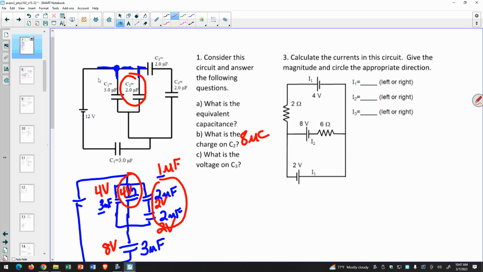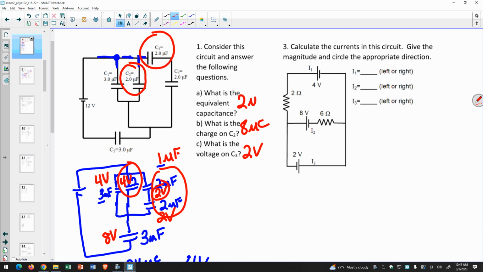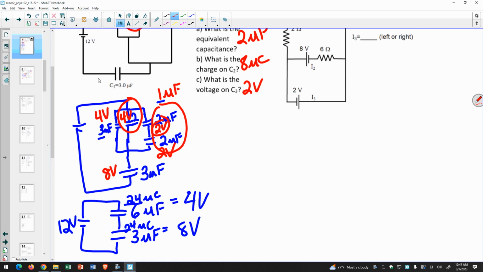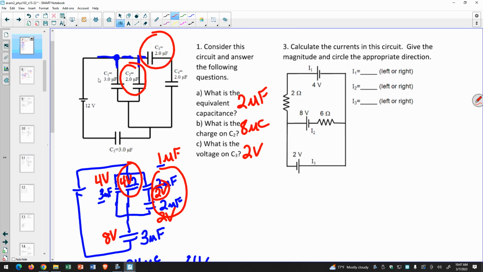Then what is the voltage on C3? C3 is this capacitor. I had it right here. That's 2 volts. And then the equivalent capacitance is 2 microfarads. I found that down here. I just changed those numbers so that it would work out easier. I try to do that. It doesn't mean that all of your circuits are going to have integer values, but I think maybe all of them do. I'm not sure. Don't take that. I don't know if that's true or not.